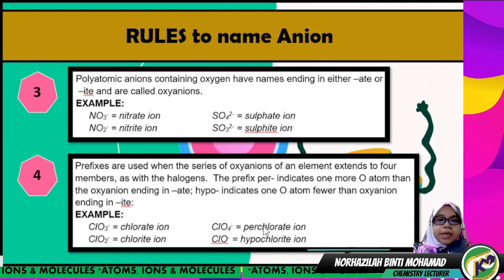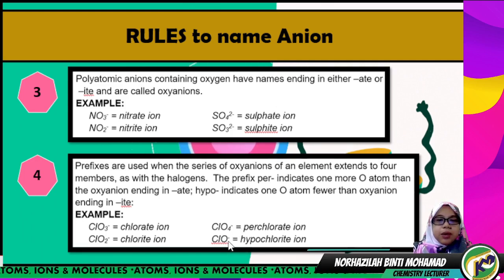It becomes per. The prefix per is used when the oxyanion has one more oxygen atom than the oxyanion ending in ate. So we have the oxyanion ending in ate here, the chlorate ion. This ion has one more oxygen atom, so the name becomes perchlorate.